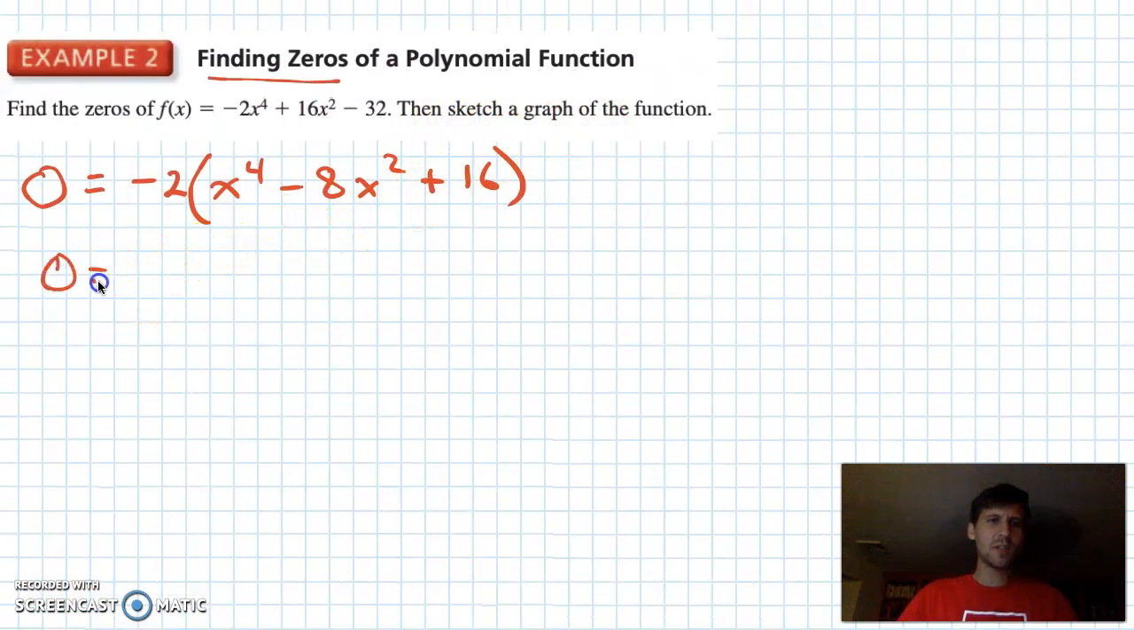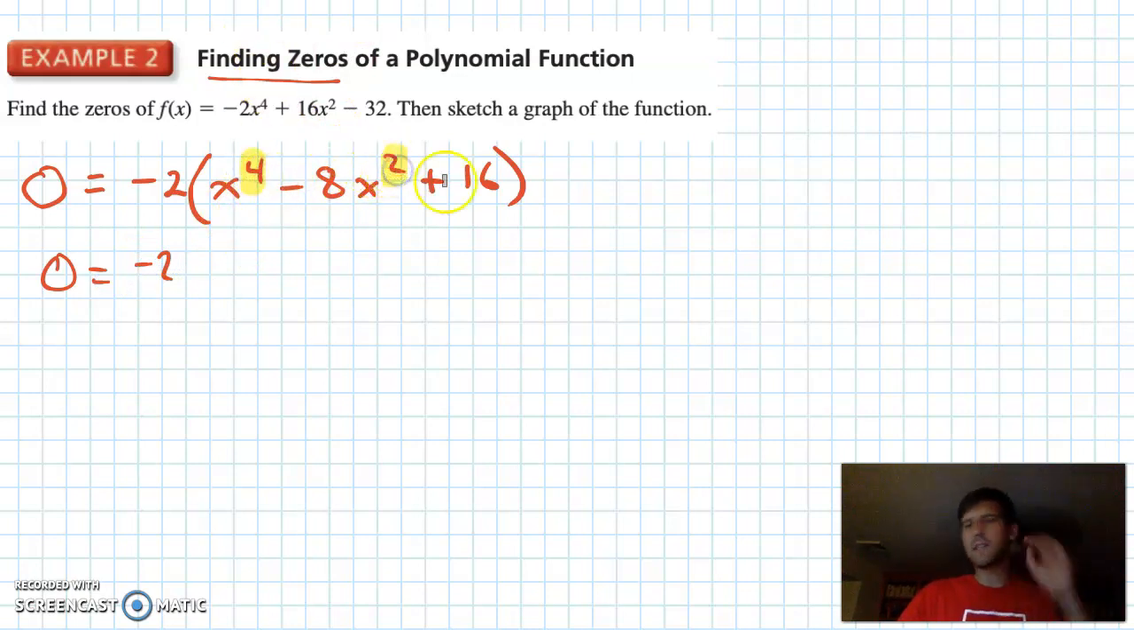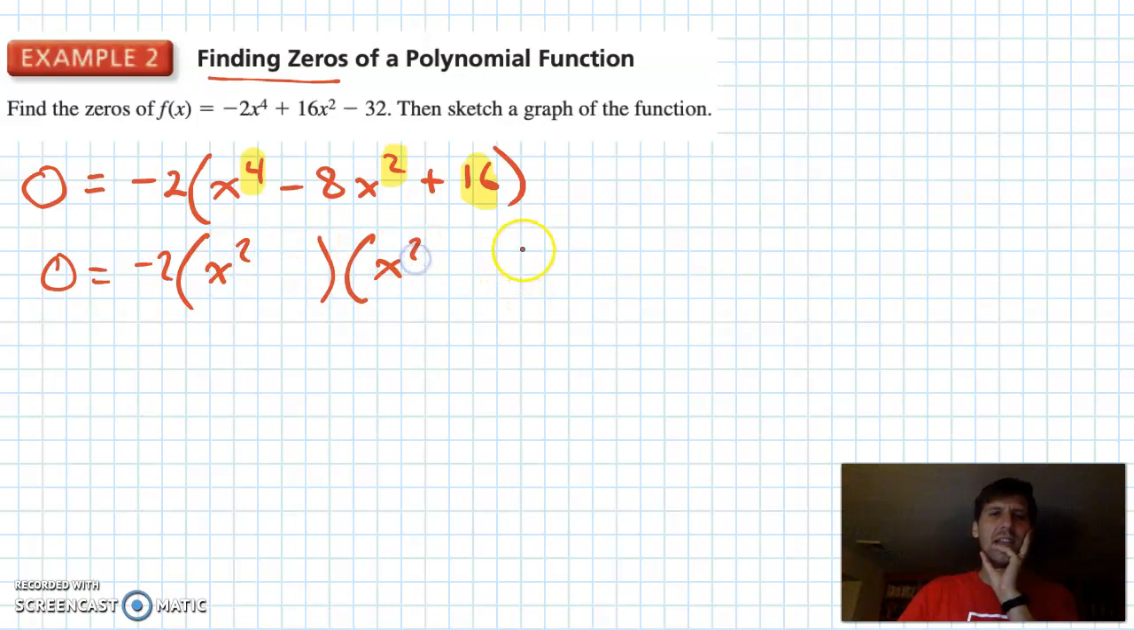So you may notice what's in the parentheses. Even though it's not quadratic, we have this sort of format where this is x to the fourth, and then this is half of that power, and then this has no x powers. So this is one where I could actually factor it as if it were quadratic. Just instead of an x there, I'm going to have an x squared as the first term in each binomial. So again, what is going to multiply to 16 and add to -8?